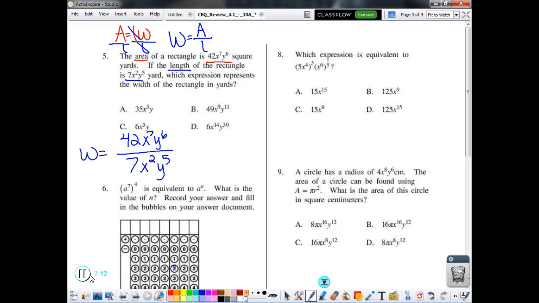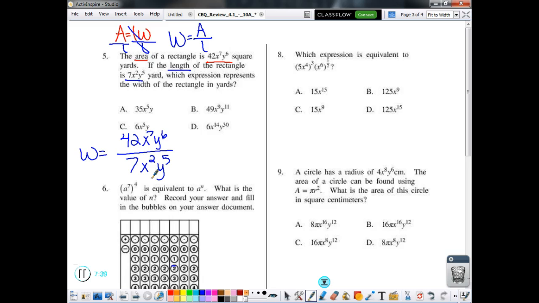Okay, so if you were doing this by hand, you would do 42 divided by 7, which is 6, and then you would do x to the 7 divided by x squared. If you look at your formula chart on quotient of powers, when you multiply, you add, right? But when you divide, you subtract the exponents. So it'd be 7 minus 2 and 6 minus 5. Remember that? Okay, so you could do that.